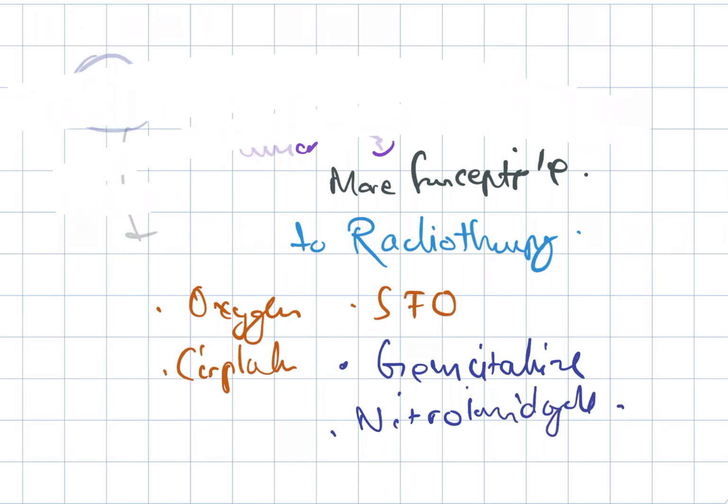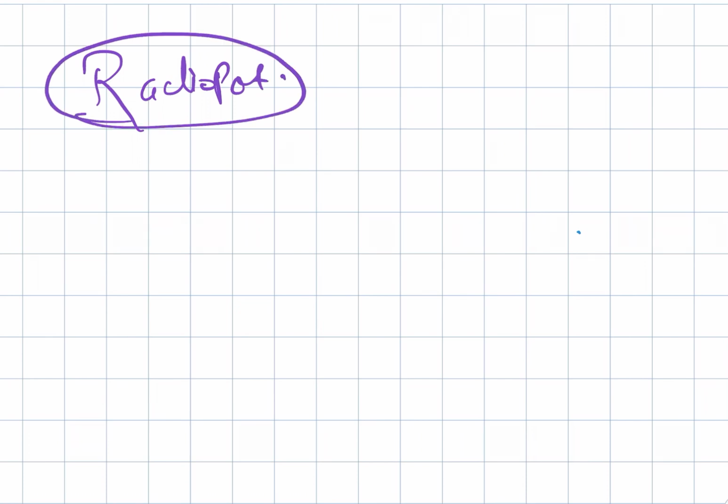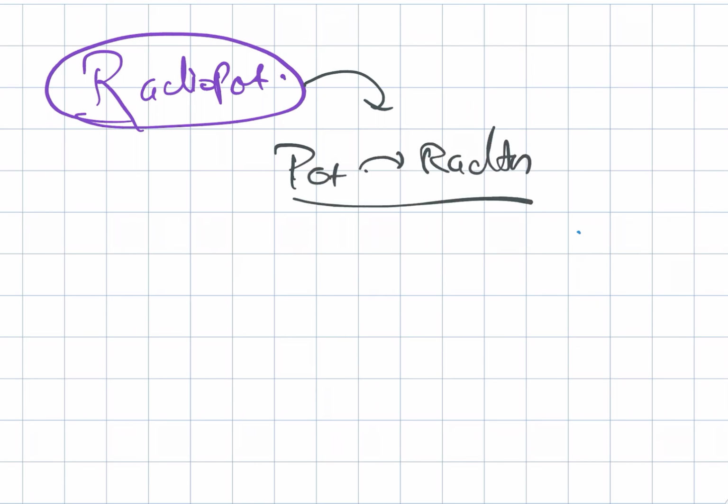Next, looking at the radio potentiators. In radio potentiators, the definition is that it potentiates the action of radiation, as the name suggests. So the examples here include doxorubicin and dactinomycin.